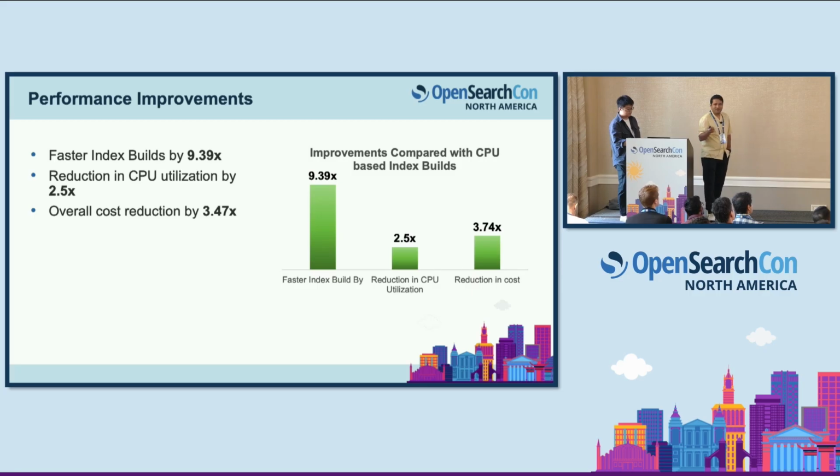Now comes the performance results. We integrated all of this into OpenSearch, and what we are seeing is 9.39x faster index builds. Again, this is a lower bound which we are seeing. We are also seeing a reduction in CPU utilization. If you remember, earlier I was saying that the moment you start indexing, the CPU utilization was shooting up to 100%. We are able to see a 2.5x reduction in CPU. And then the overall cost, because you are building the index in less time, is reduced by 3.4x.